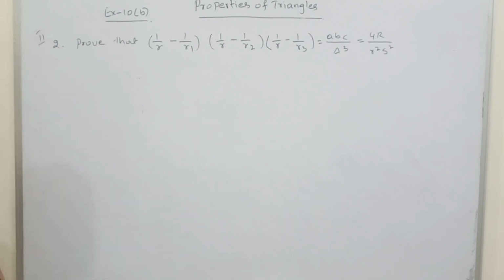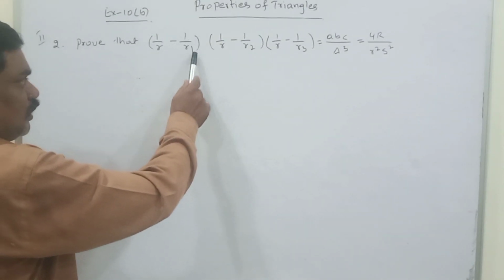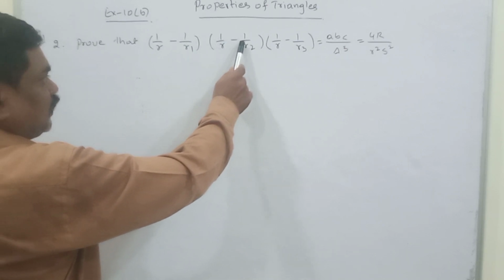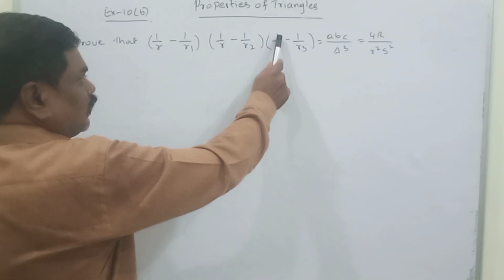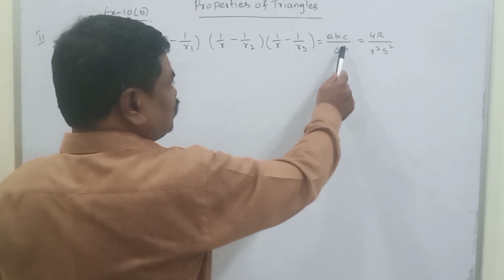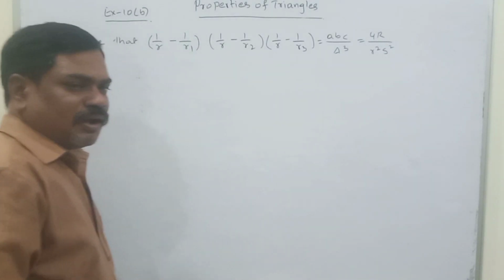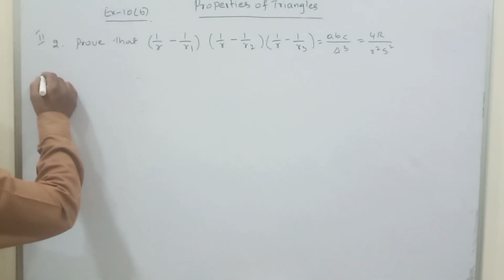Once again, prove that (1/r minus 1/r1)(1/r minus 1/r2)(1/r minus 1/r3) is equal to abc by delta cube, which is equal to 4R by r square s square. So here you have to observe the given LHS.